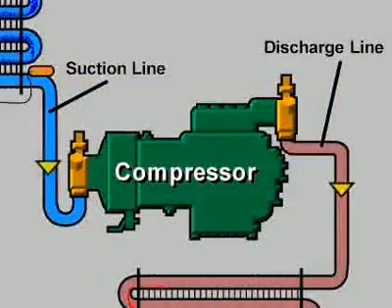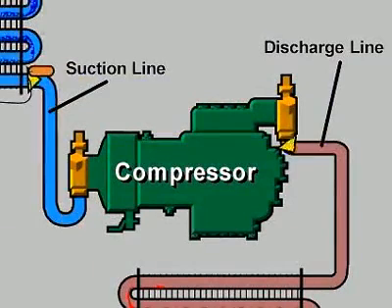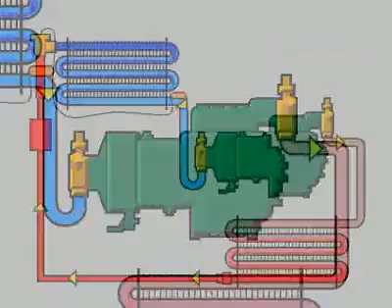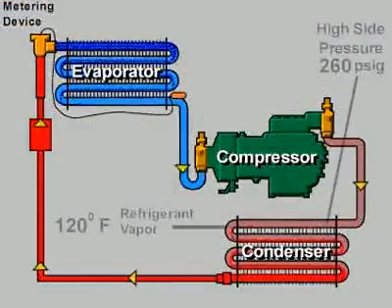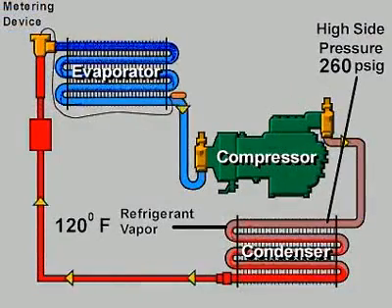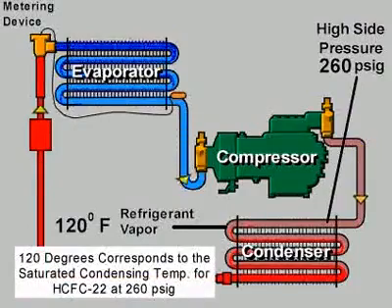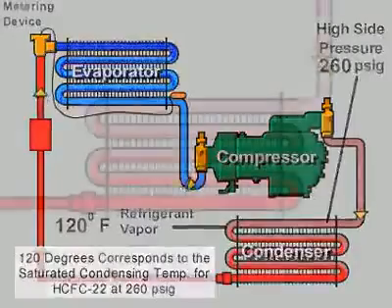The compressor draws the refrigerant vapor through the suction line and compresses it. The hot, compressed refrigerant vapor discharged by the compressor flows through the discharge line and into the condenser. The compressor maintains the vapor at a high side pressure of 260 psig, which corresponds to a condensing temperature of 120 degrees for HCFC-22. This is called the saturated condensing temperature.